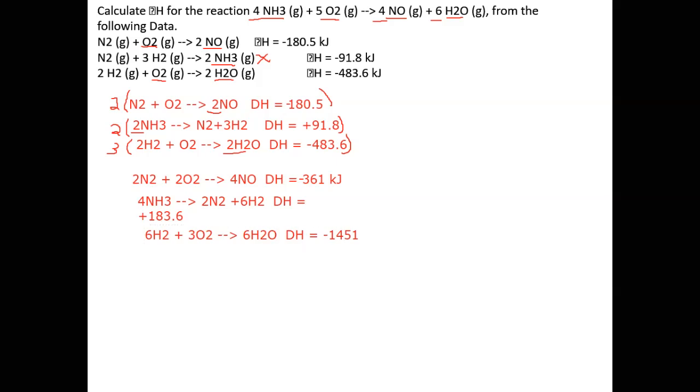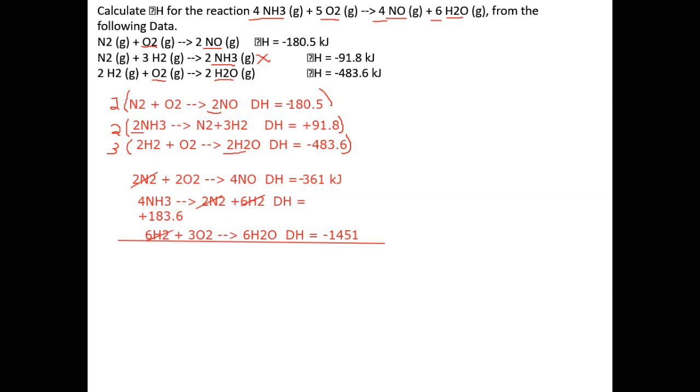We have everything on the right side. We can add the 3 equations together. Let's do some canceling out. So this 2 N2 and 2 N2 cancel. This 2O2 doesn't cancel. 6H2 cancels with 6H2.